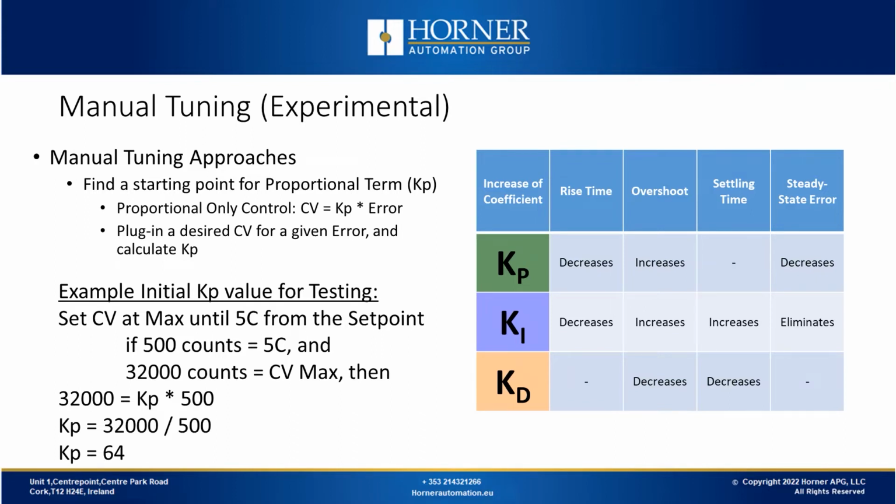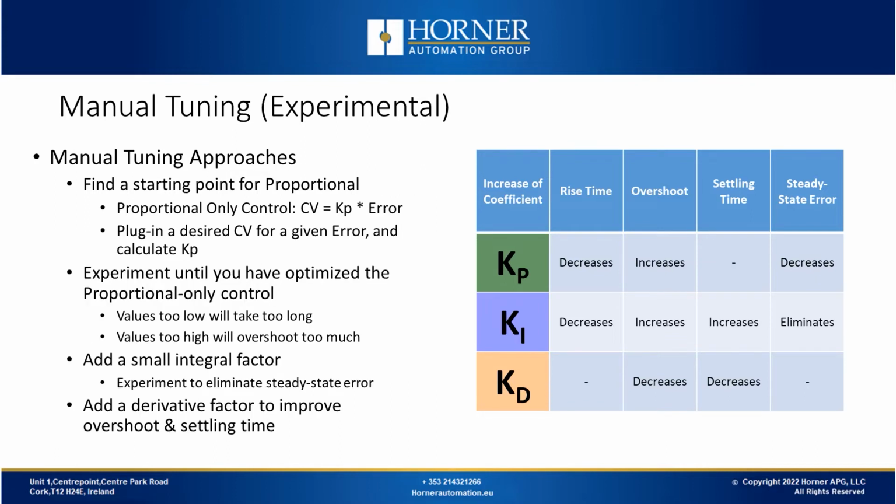Then you can increase it if things are taking too long, and you can decrease it if you're overshooting by too much. And you do that until you have dialed in your KP term relatively well. Next, you'll add an integral. Typically, you don't need a very big value here.